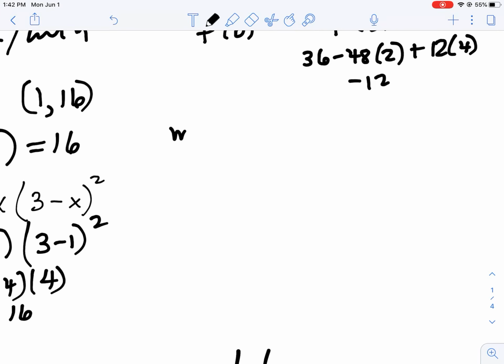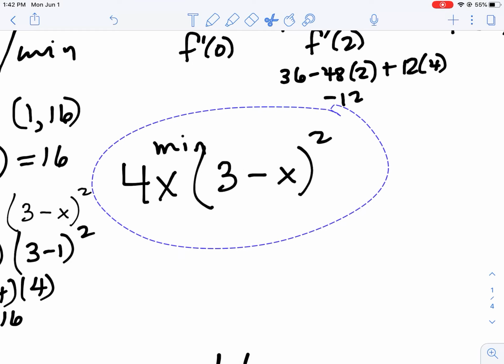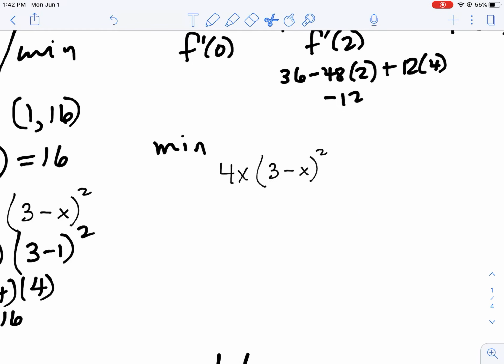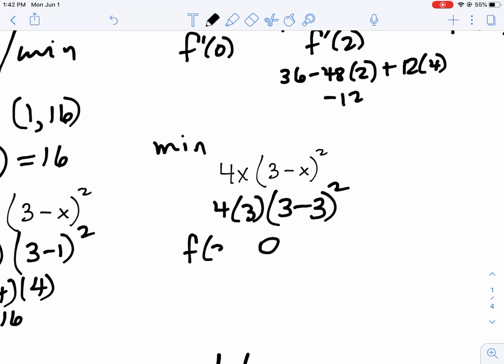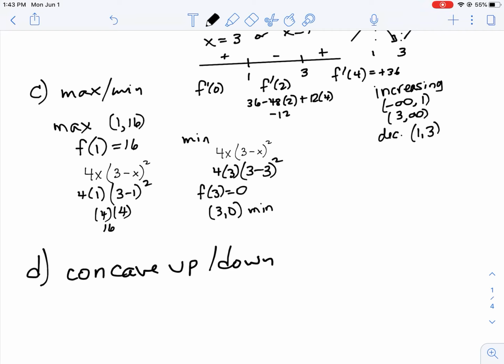My minimum looks like it should happen at 3. So here's my function again. And if I do f of 3, 4 times 3, 3 minus 3, oh, that's nice. That's 0, so this is 0. So f of 3 is 0. I probably already knew that. So the point 3, comma 0 is my minimum. So it must do this if I were to graph it, and it must be sitting tangent on that point right there, if I were to guess.